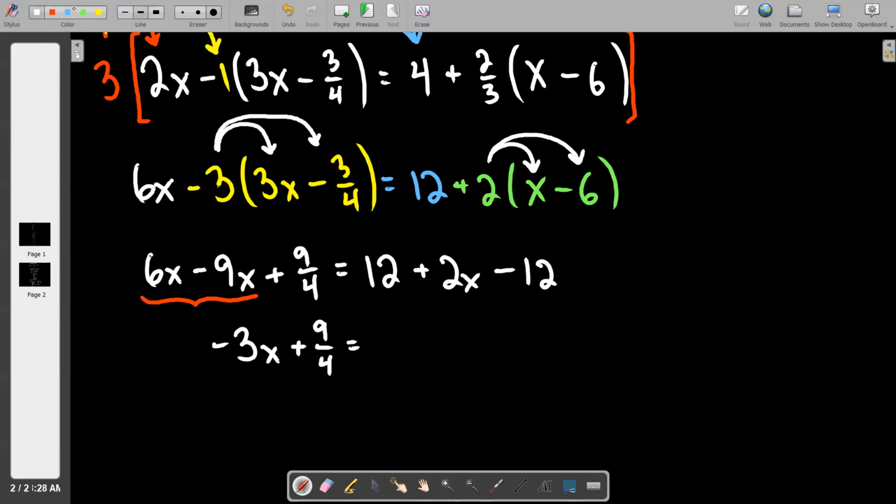And then on the right-hand side, I assume you see that there's a 12 and a -12. What do they make? 0. So the right side is just 2x. Jumping in and doing some cleanup work is pretty smart.